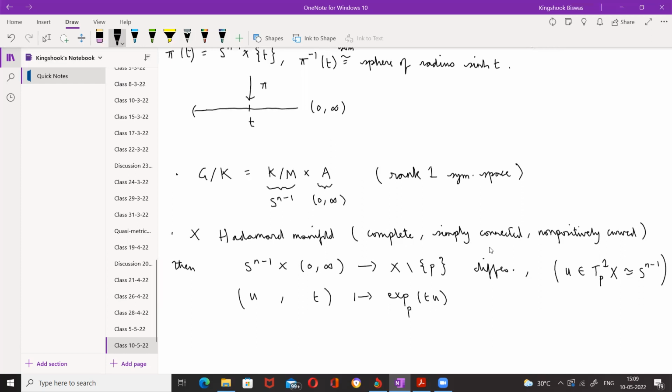Okay. So this is purely geometric. You don't need any algebra, nothing. This is just the Cartan-Hadamard theorem, nothing else.